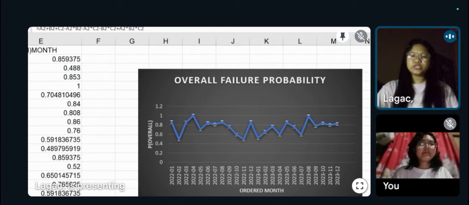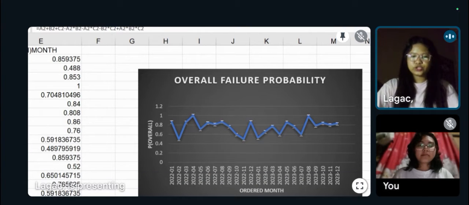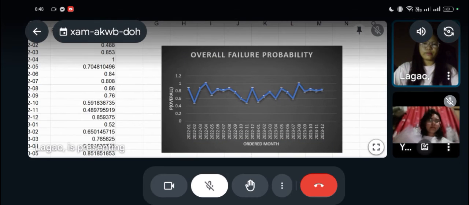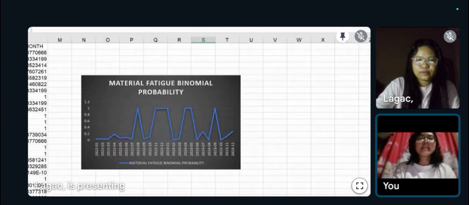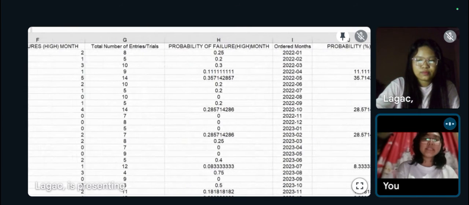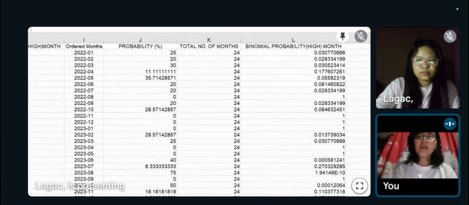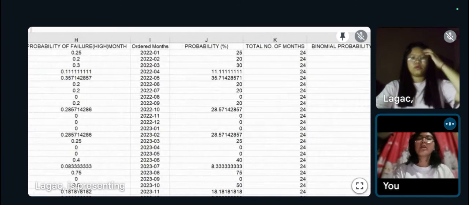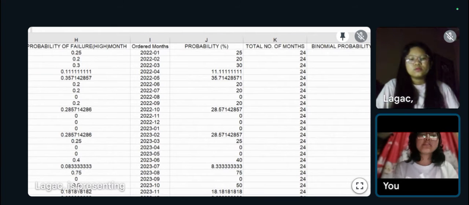Now, let's proceed to binomial distribution. Can you tell what is binomial distribution or binomial probability? Sure. To predict the chances of this failure, we can use something called binomial probability. This is a way to estimate the likelihood of the event happening, like whether or not a bridge might fall or fail under certain conditions.